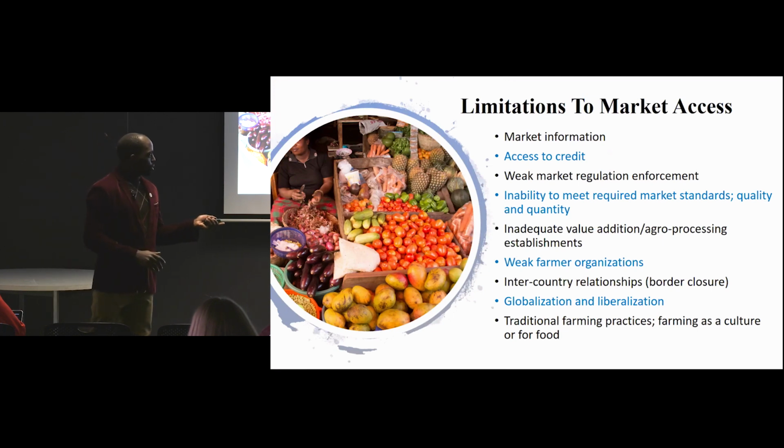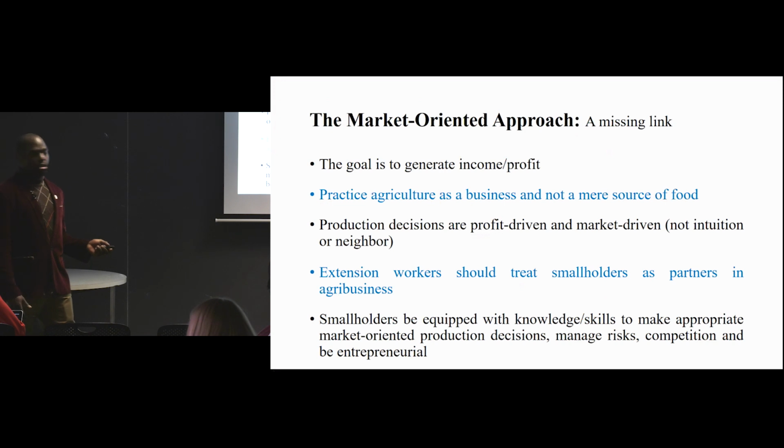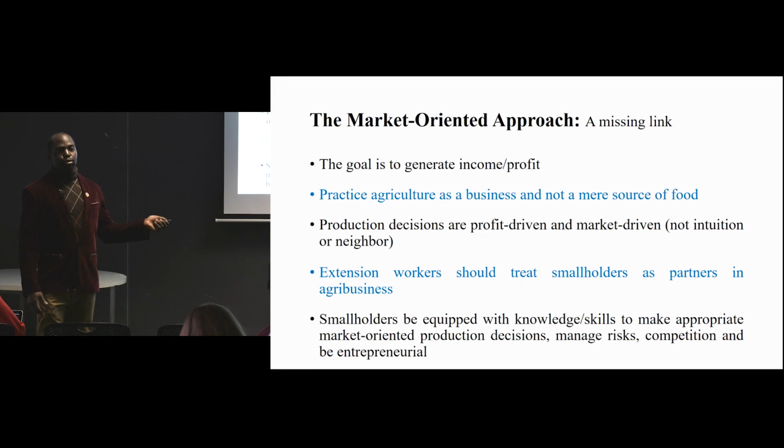So this brings us to the market-oriented approach, which I think is still a missing link. I believe that addressing market access should be taken wholesomely, focusing on the productivity side, but also the marketing side. The market-oriented approach is too broad, I can't go through everything, but I think the goal here is to generate profit, because this is what we want. Everyone needs money, and the smallholders need money, and that's why they are crying for markets. So all our activities should be income or profit-oriented. We should practice agriculture as a business, not just as a mere source of food, if we want to transform the livelihoods of people.